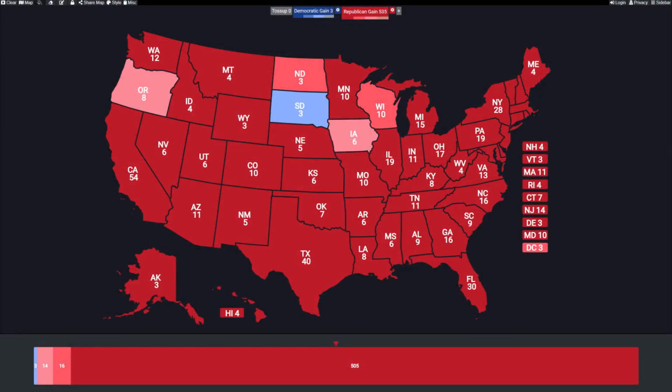Here it is. We've got the same shading. The darkest colors are 10 or more point shifts. The lightest colors are under 5-point shifts. So we have 3 levels of shading. And what are the takeaways from this map? Well, there's really only one.